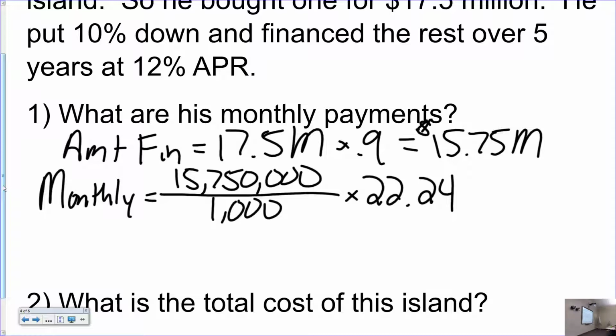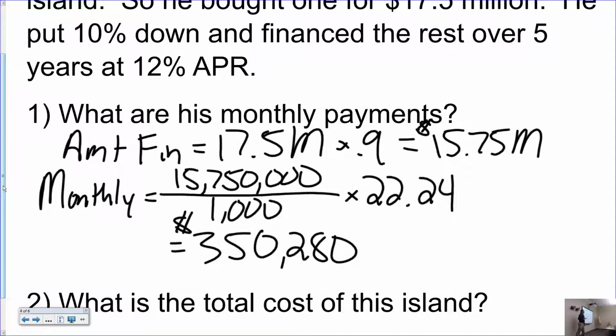His monthly payment is 350,000? I thought my car payment was a lot. Isn't that fun? What a small little world I live in. Sorry, what did you say the number was again? 350,280. When you start getting older, the hearing starts to go. Exactly. I got that one.